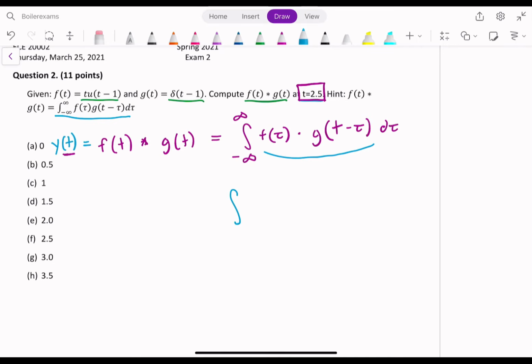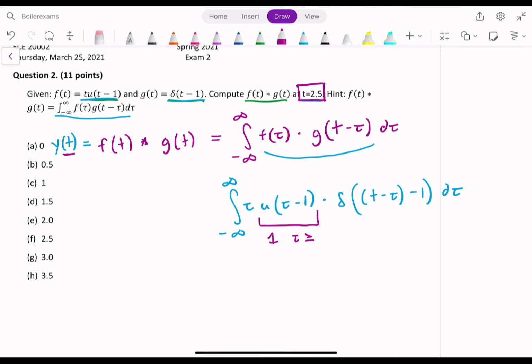So the improper integral from negative infinity of f of tau, which is just tau times u of tau minus 1, right? We just replace our t values with tau. This is multiplied by g of t minus tau, where we replace our t values with t minus tau. So this is the Dirac delta function of t minus tau minus 1, integrated with respect to tau. Right off the bat, the first thing I see is this unit step function, which is only going to return a value of 1 when tau is greater than or equal to 1. Otherwise, it is 0 if tau is less than 1.